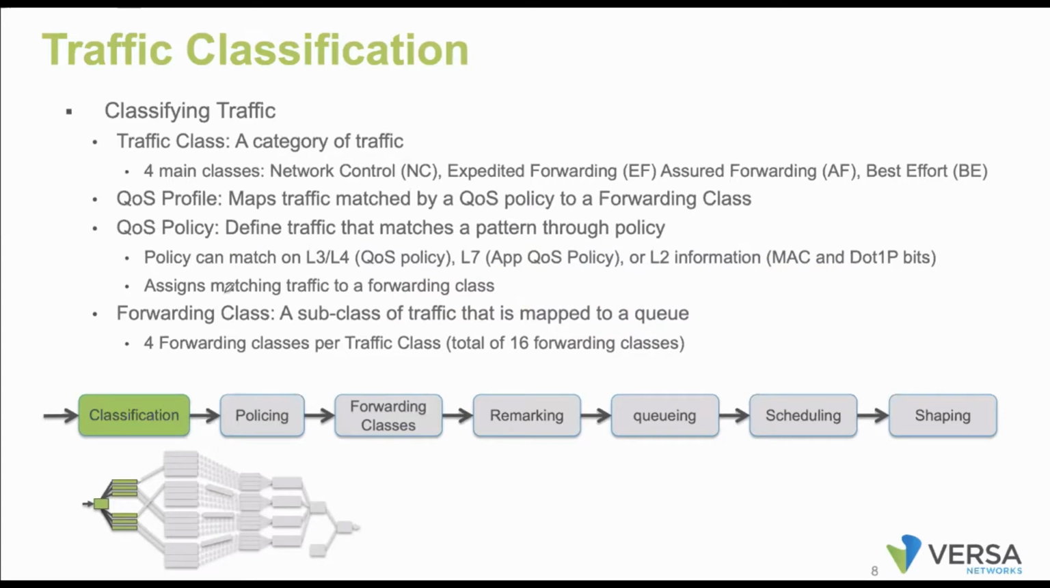Now, what is going to happen here? The classification with the help of QoS policy, you are going to match the traffic and place the traffic as a part of a forwarding class. As we already discussed, the traffic classes are NC, EF, AF, and then best effort. Each and every traffic class has 4 queues, and by default, the forwarding classes are bound to these queues.